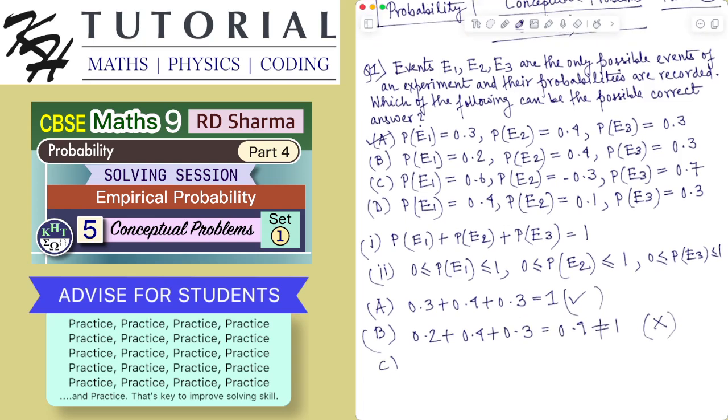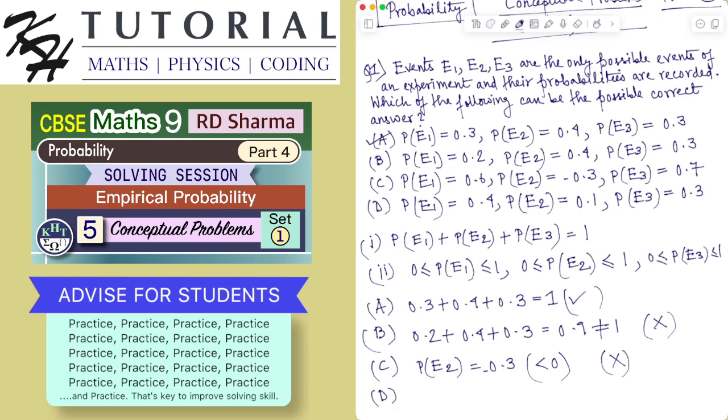Choice C is incorrect because the probability of E2 is given as minus 0.3. This is less than 0. No, the probability of any event is always greater than equal to 0 and less than equal to 1. So obviously choice C is incorrect.